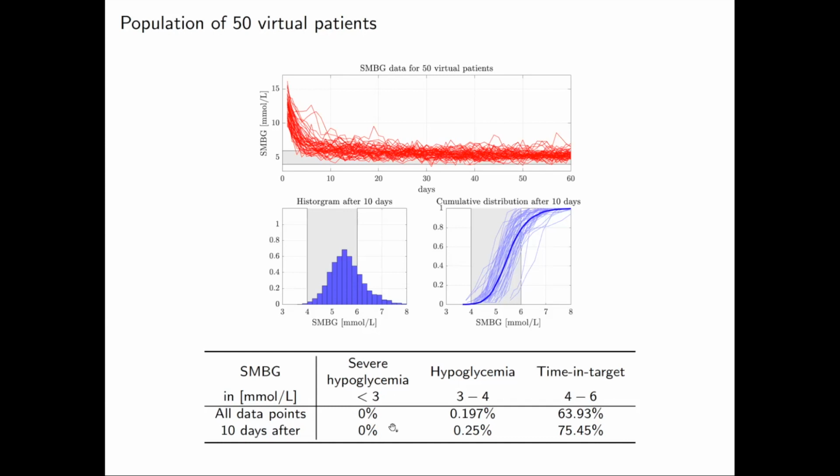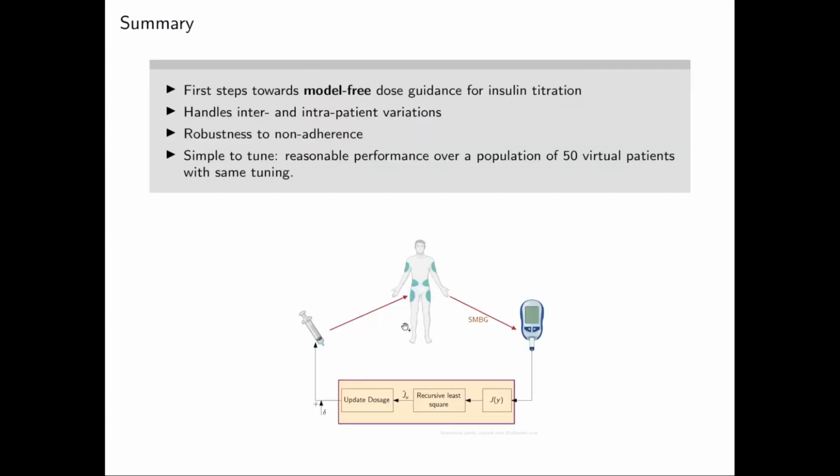To summarize, in this talk, we considered the insulin titration problem and we proposed a model-free insulin titration algorithm which is based on a recursive least squares based extremum seeking control. This work is a first step towards model-free algorithm for insulin titration in type 2 diabetes as well as for data-driven closed-loop glycemic regulation. The proposed approach is not just restricted to type 2 diabetes but may also be used for model-free basal insulin titration for patients in type 1 diabetes.